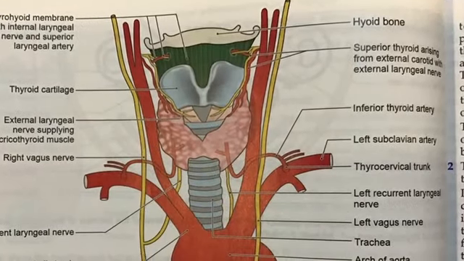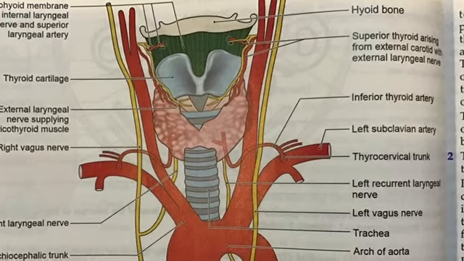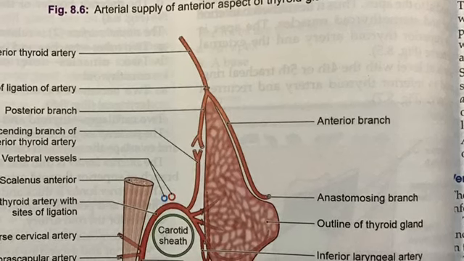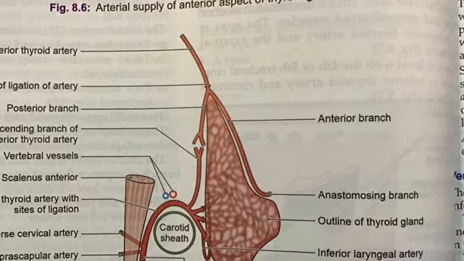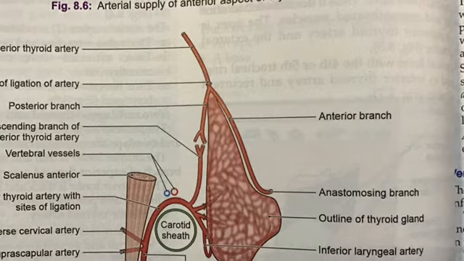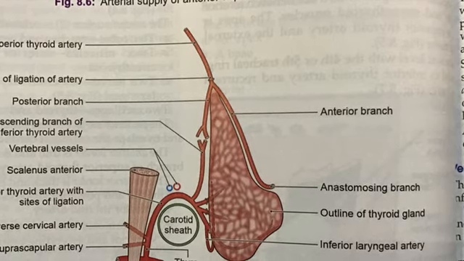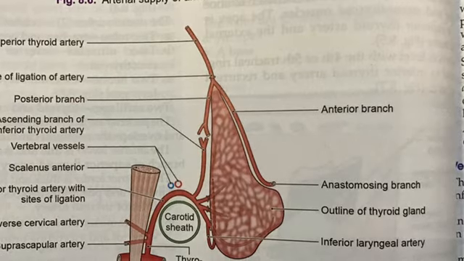This is about the blood supply for the thyroid gland. The superior thyroid artery is a branch of the external carotid artery, and the inferior thyroid artery is a branch of the thyrocervical trunk from both sides, which are branches of the subclavian arteries.